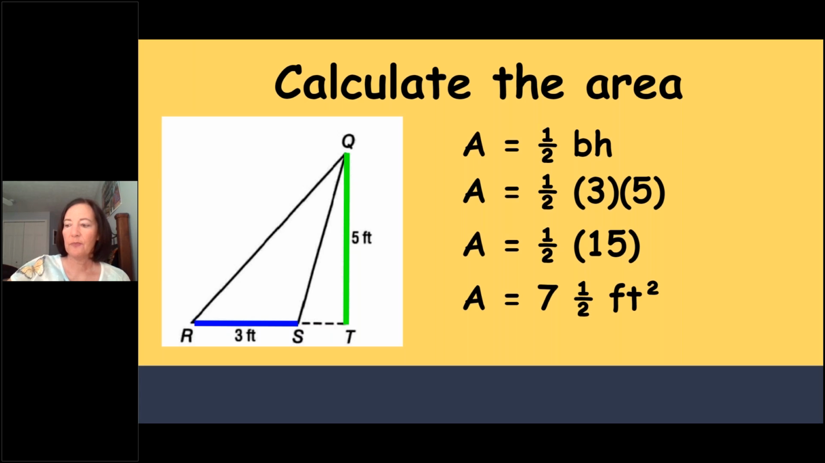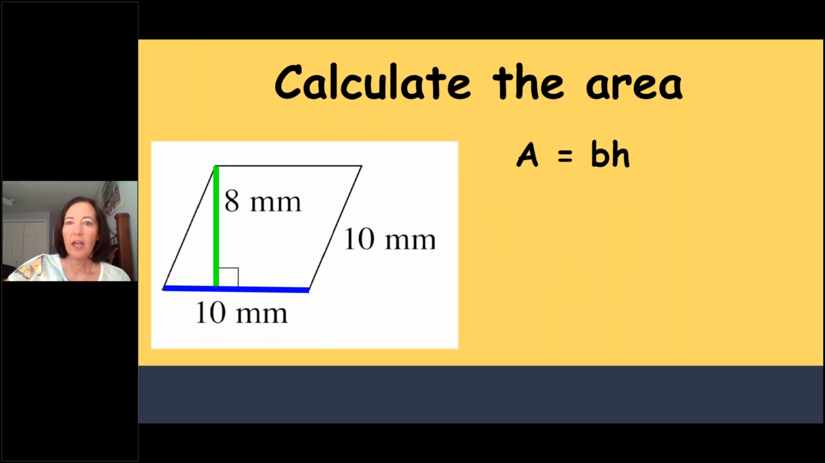That's it. Okay, now this is a parallelogram. Remember, same formula as we had for a rectangle, similar to the triangle formula, area equals base times height. Now they've given us some extra information this time. See if you can calculate the area of the parallelogram without getting distracted by that extra number.